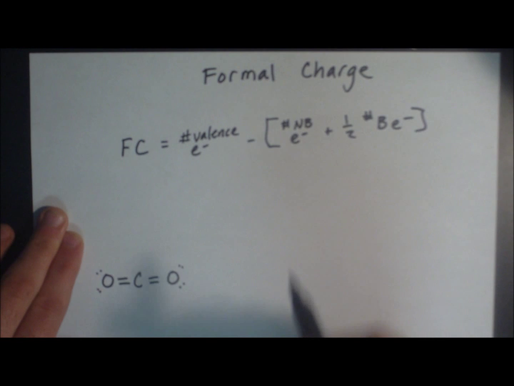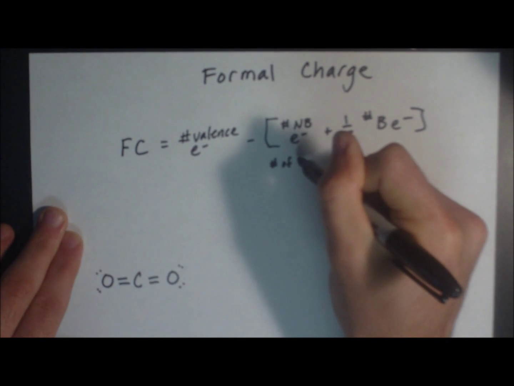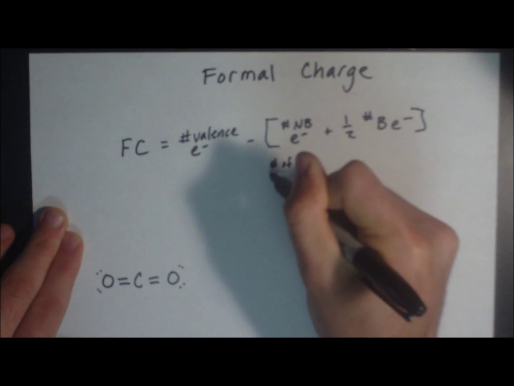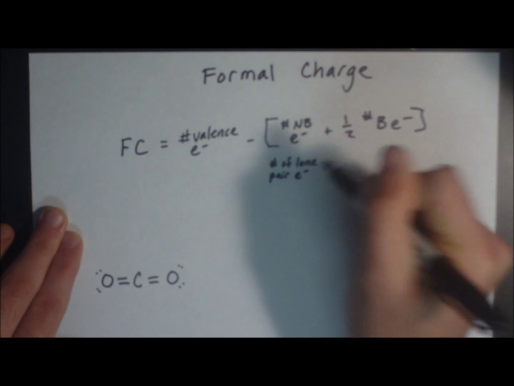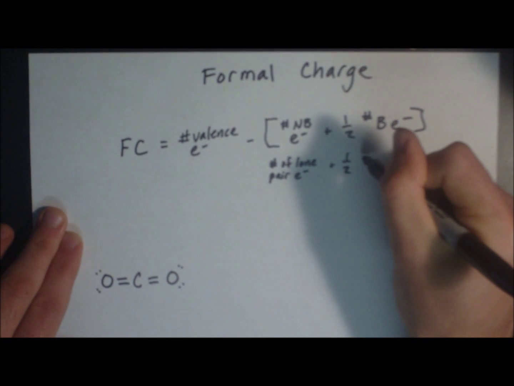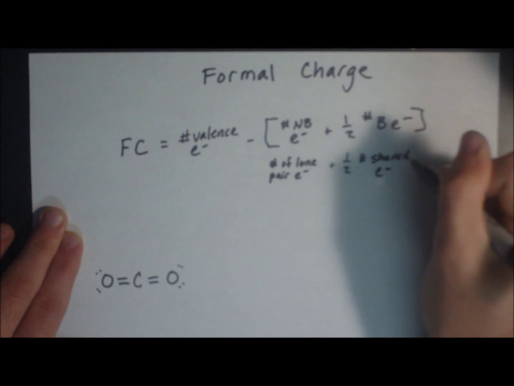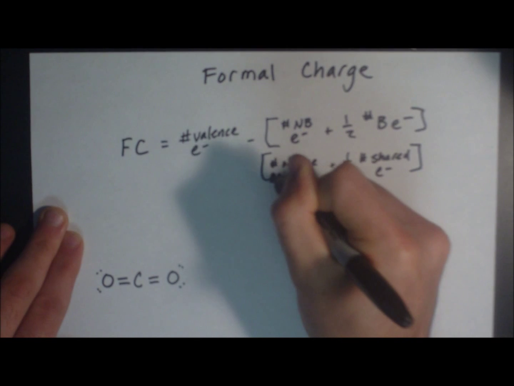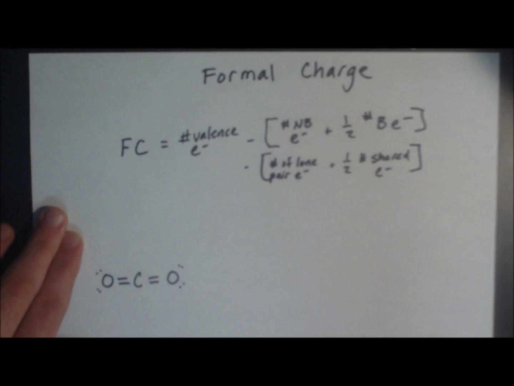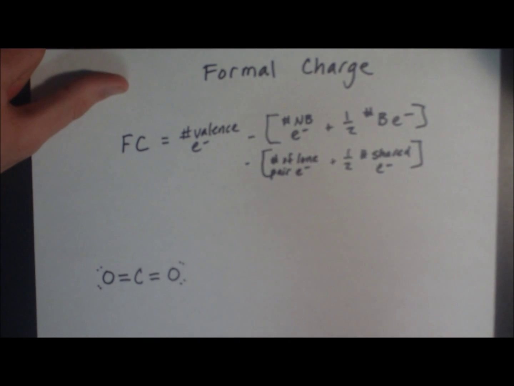This can also be written out as number of lone pair electrons plus 1/2 number of shared electrons. Either of these work. So, what does this mean? Let's use the example of CO2. And let's figure out the formal charge of this carbon first.